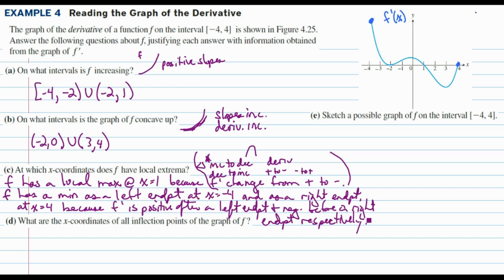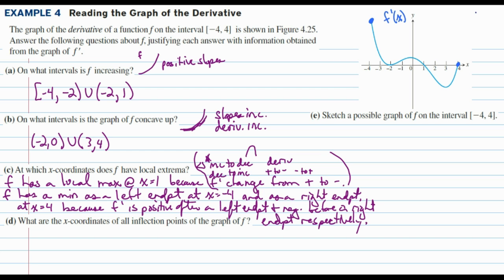So a shorter way to write all that out, I mean, you could write both of those in there, but I said that f has a minimum as a left endpoint at x equals -4 and as a right endpoint at x equals +4 because f is positive after a left endpoint and negative before a right endpoint respectively. So I kind of combined those two minimums into one sentence, one big long sentence.